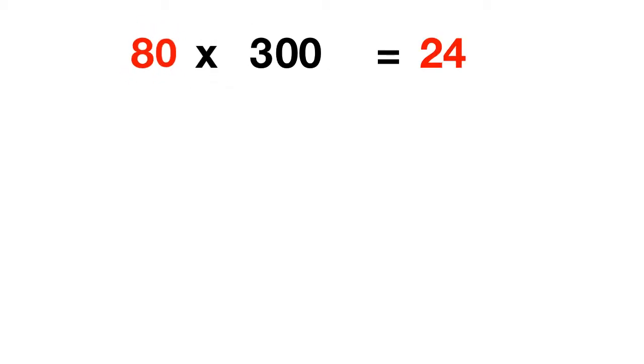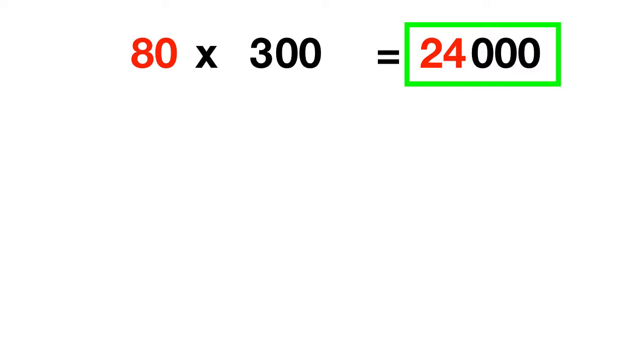In fact, whenever you're multiplying numbers like this, let's say you're multiplying 80 times 300, you can figure out what it equals by first ignoring the zeros. Here we see that 8 times 3 gives us 24, and then we have 3 zeros, so we have to add 3 zeros to our answer. 80 times 300 is 24,000.